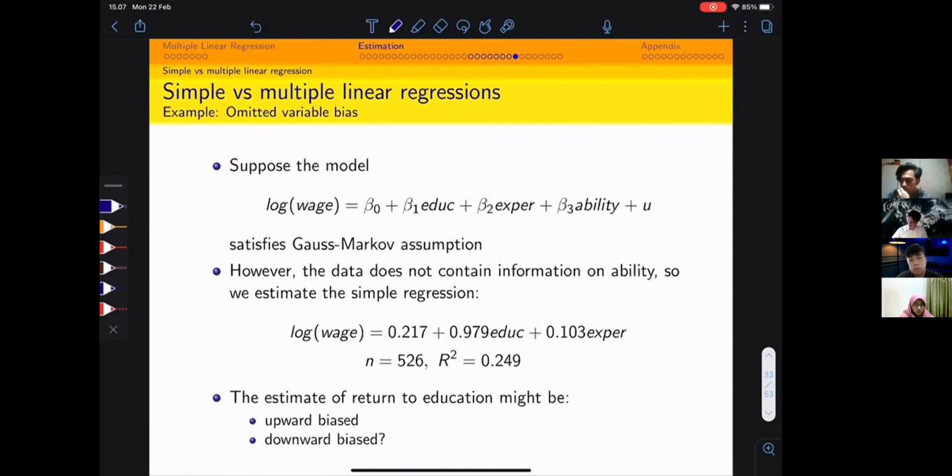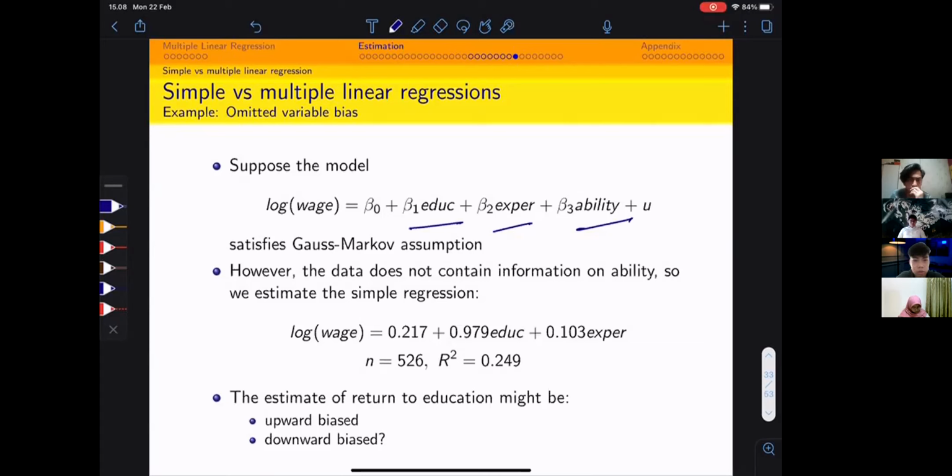Now, suppose that this is the case, okay? You have a labor market wage regression, okay? You have education on the right-hand side, you have years of working experience, and then you have this classical innate ability variable that we do not observe. Suppose that this population regression function satisfies the Gauss-Markov assumptions.